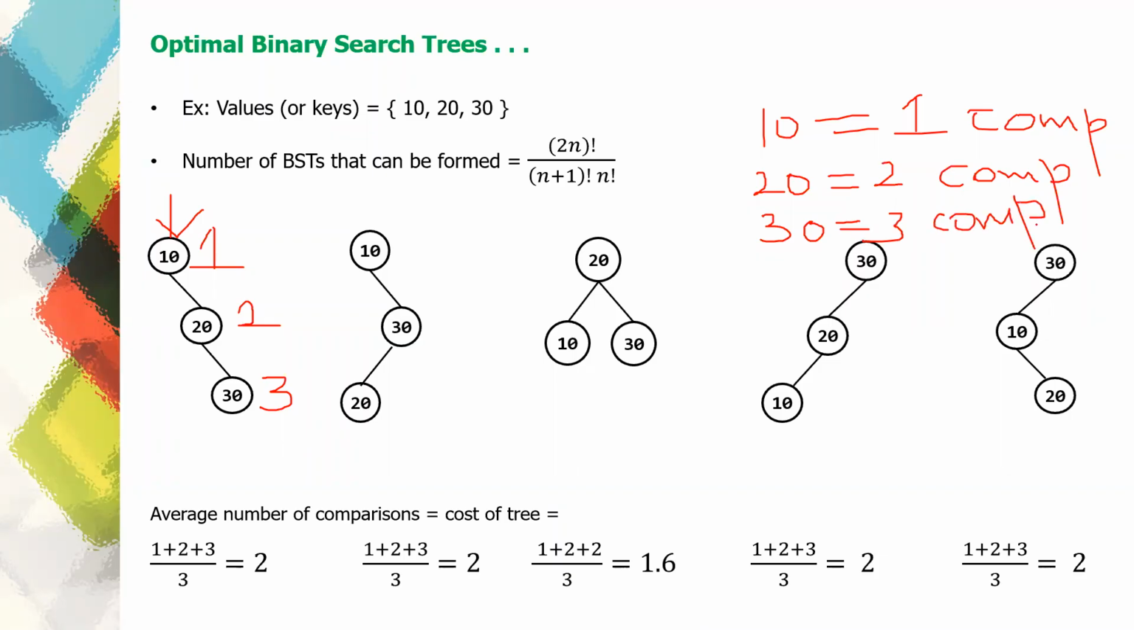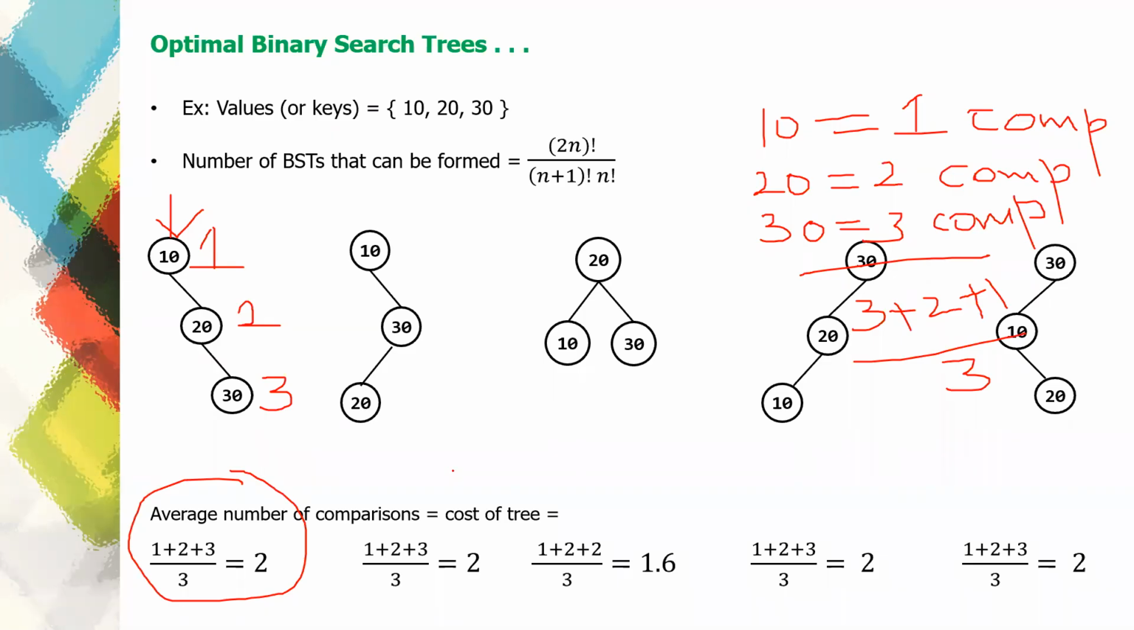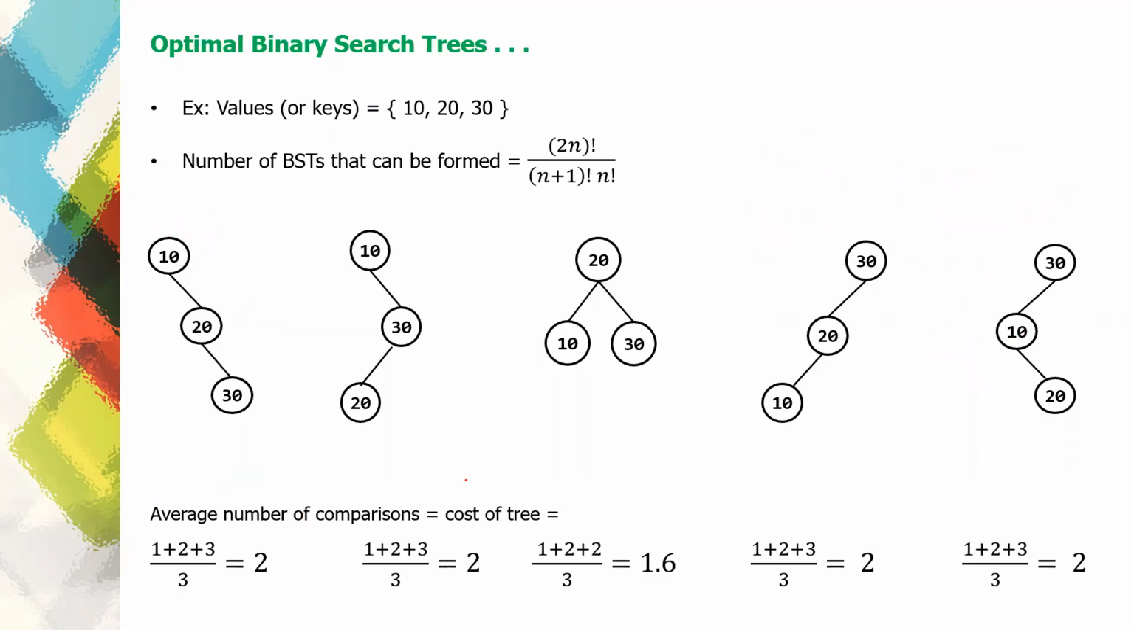Okay. For all the 3 key values, I have found out how many comparisons are needed to find the key. Now, what is the average? Average will be equal to (3 plus 2 plus 1) by 3. This is the formula that I have written here. So the value is 2, the average number of comparisons, or the cost of the first BST, is 2. In the same way, I'm going to find out the cost for the remaining BSTs, and the values were like this: 2, 2, 1.6, 2, and 2.